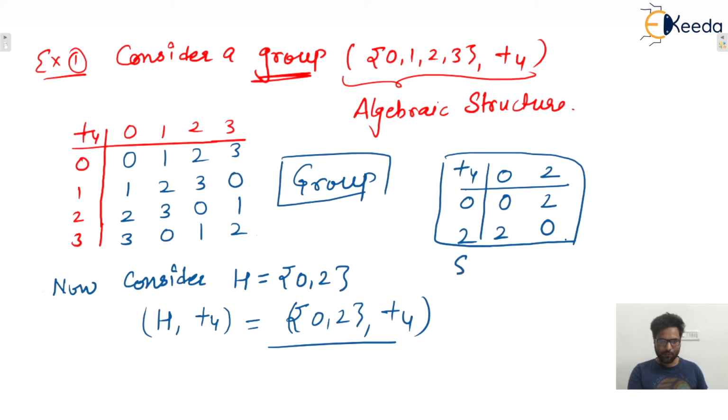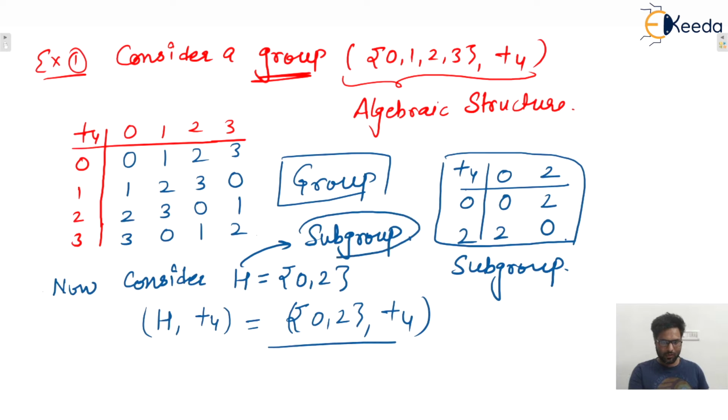That is a subgroup of the given group, yes or no? So this H is a subgroup. Now we'll check whether this subgroup is a normal subgroup or not. We'll see with the help of cosets. First we will find out the left coset as well as the right coset, and after that we'll see what a normal subgroup is.